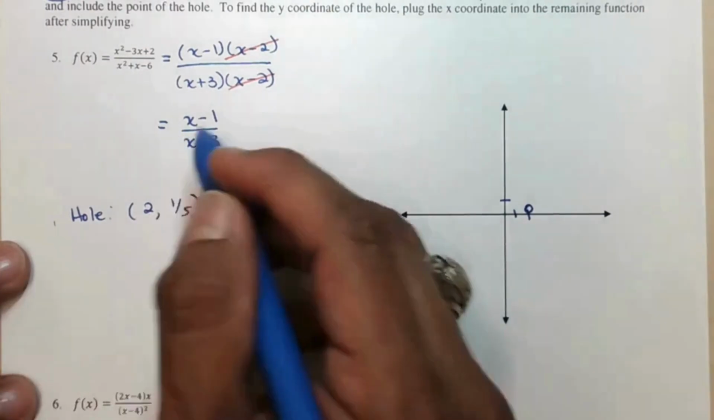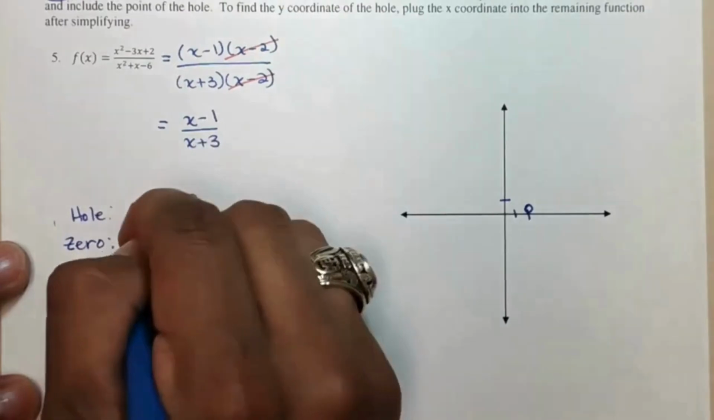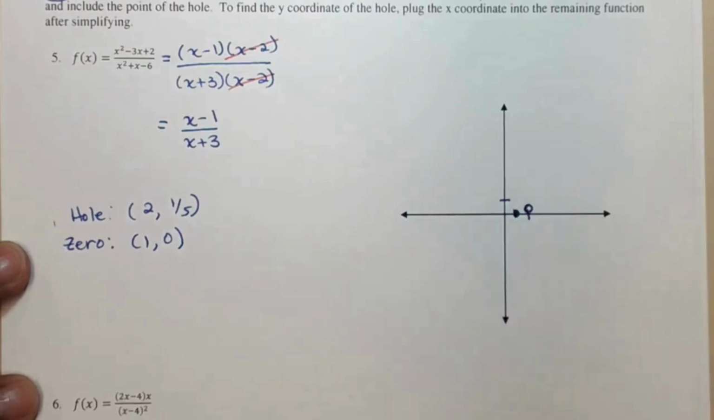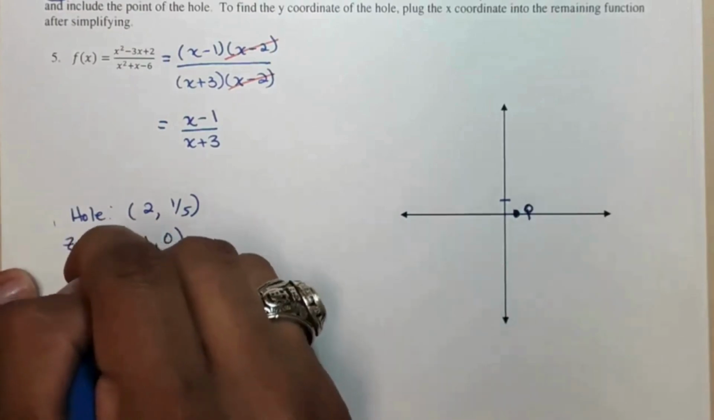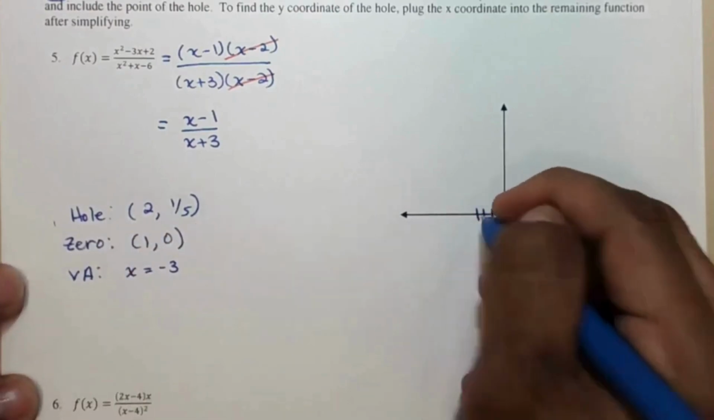All right, so let's go back to what we talked about on the other page. So if I'm going to look for a 0 here, that's going to be at 1, 0. So here's a point. Then our vertical asymptote is what makes the bottom equal to 0, which is -3. So 1, 2, 3.